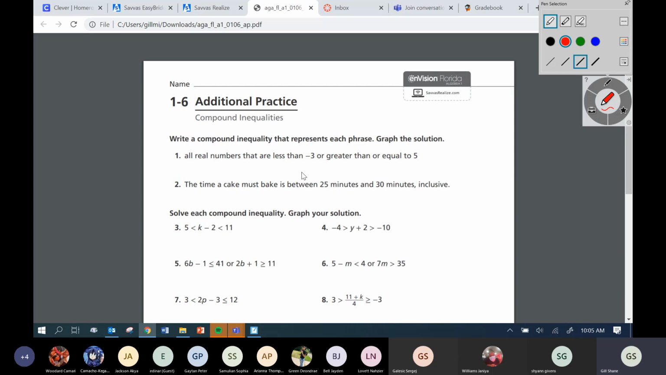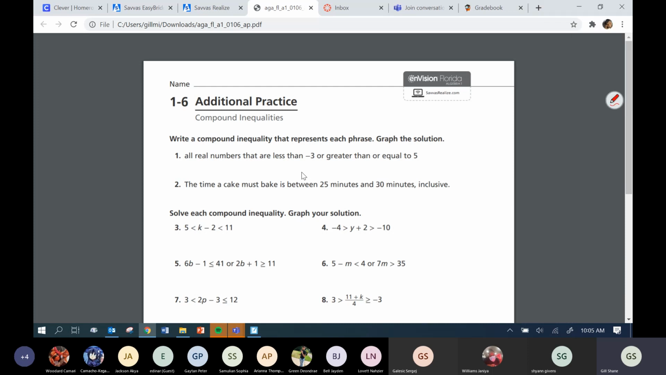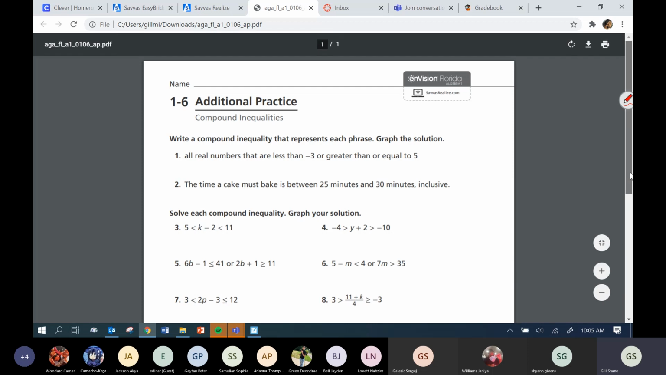Well, let's try that again. I don't know why it's not working. Interesting. Tell you what, let me do this then. So this is the tool.